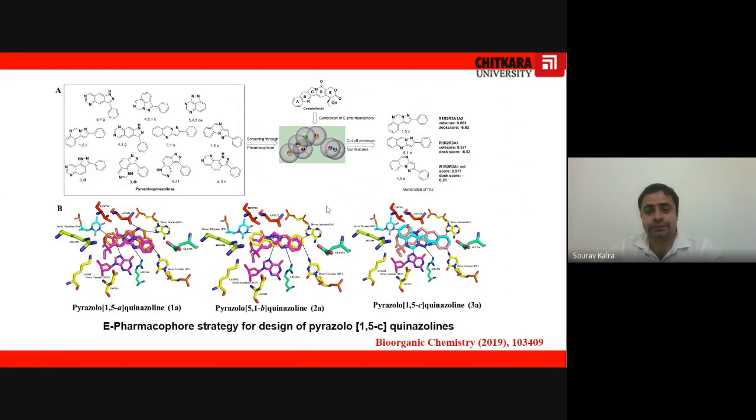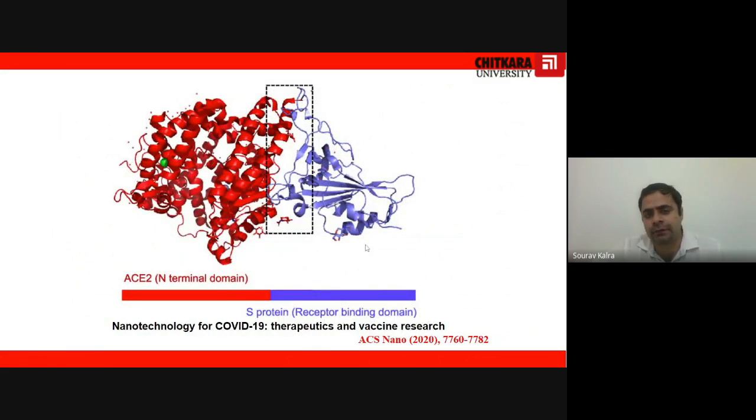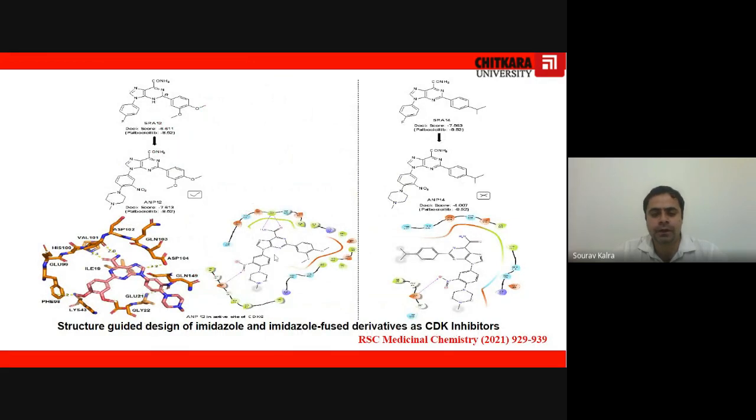in Bioorganic Chemistry. This is my highest impact factor paper, like ACS Nano. It has an impact factor of around 18.5. In this we have discussed the amino acids that are involved in the ACE2 and S protein receptor binding domain, and how this ACE2 and the S protein of COVID bind in our body and cause distress, respiratory distress, and all these things. This is my PhD thesis paper, where we have lead optimized the structure.